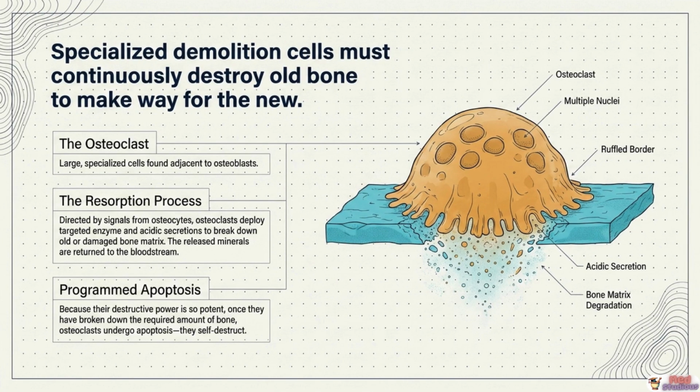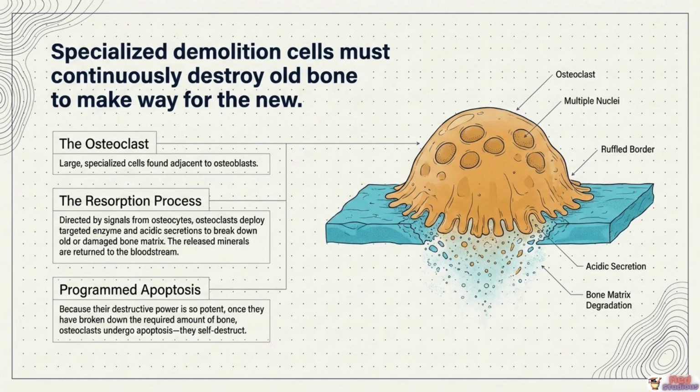No construction project can proceed without clearing the old structure first. And in bone, the demolition crew is the osteoclast, one of the most remarkable and uniquely dangerous cells in the entire body. Osteoclasts are large, very large. They can be 50 to 100 micrometers across, making them among the biggest cells visible under the light microscope. They contain multiple nuclei, anywhere from 5 to 50, clearly visible within their pale, foamy cytoplasm.